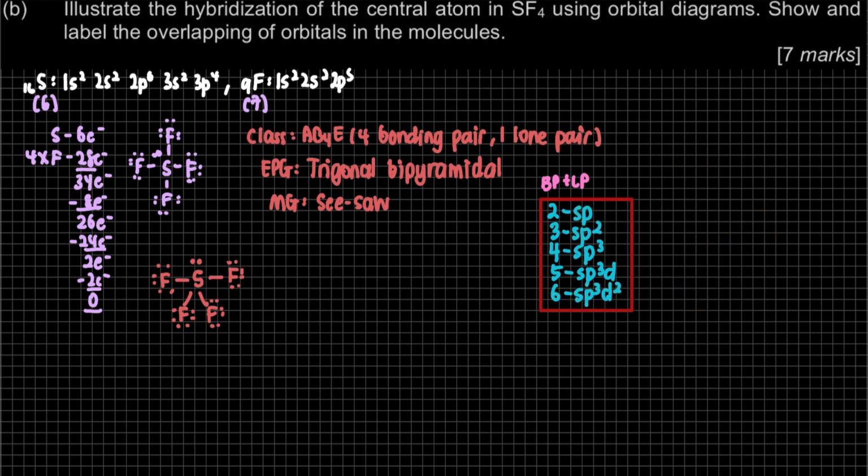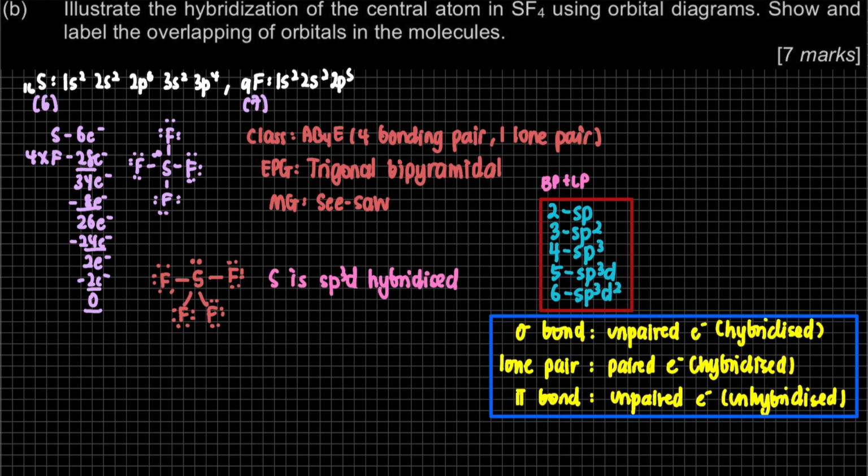Okay, for this case, that's why we have to draw the Lewis structure and then determine the class. You know that the total will be 5. So 5 will be sp3d. So then we know that our S is sp3d hybridization.